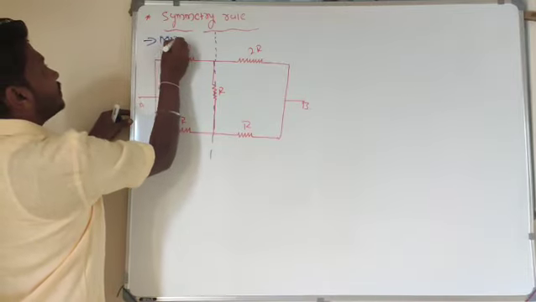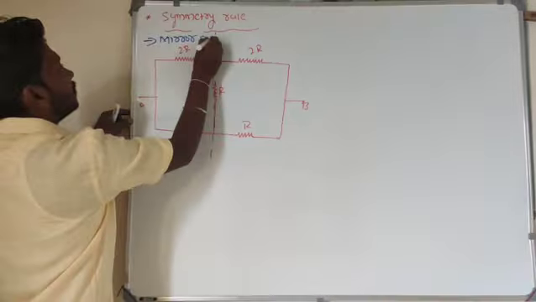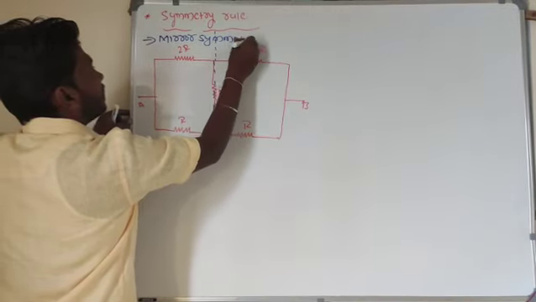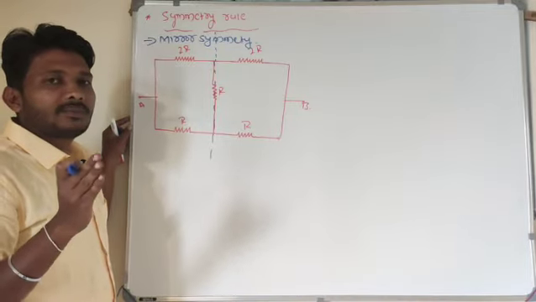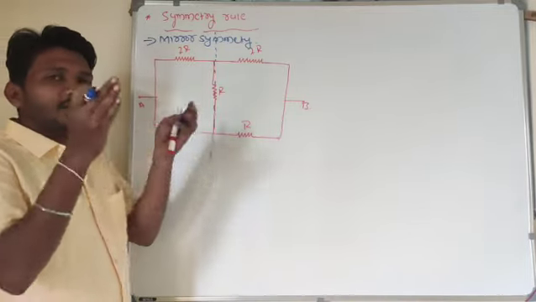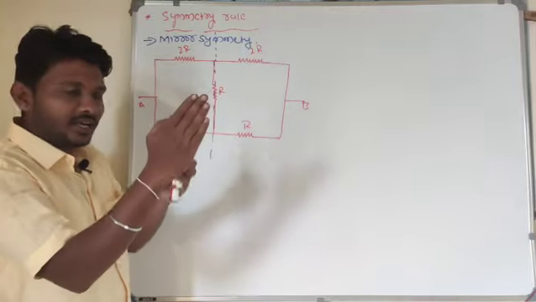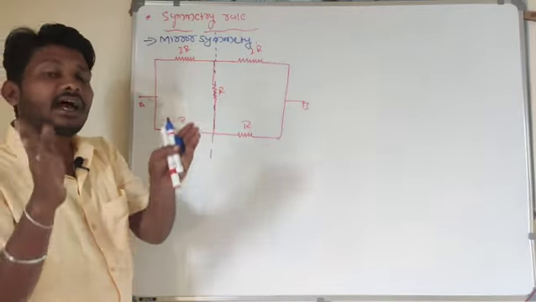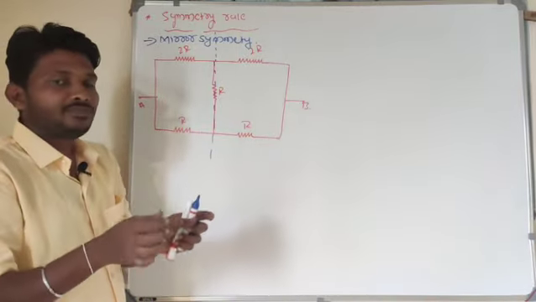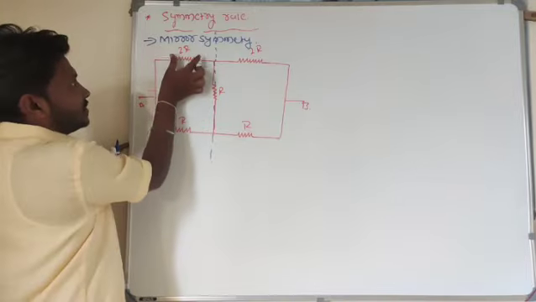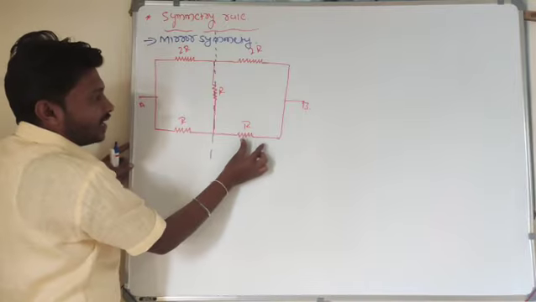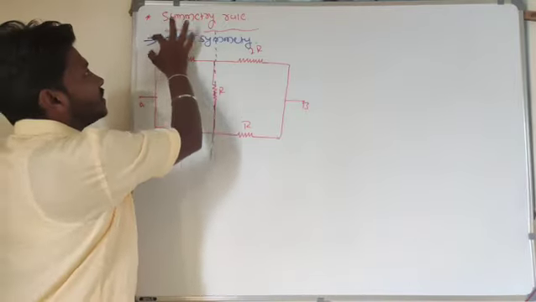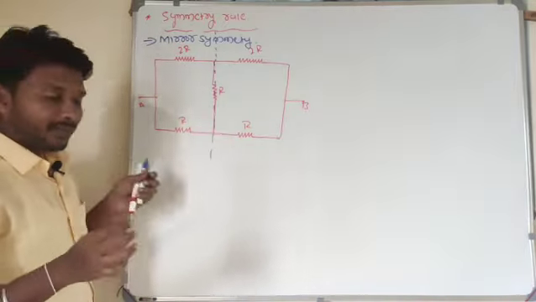This kind of circuit we will take as mirror symmetry. This circuit is an example of mirror symmetry. Did you get my point? For example, take a butterfly. You can take it exactly at the body, so the left side and right side have similar things. In the left side here also 2R, here also 2R. In the left side here also R and here also R is there. So this is an example of mirror symmetry.